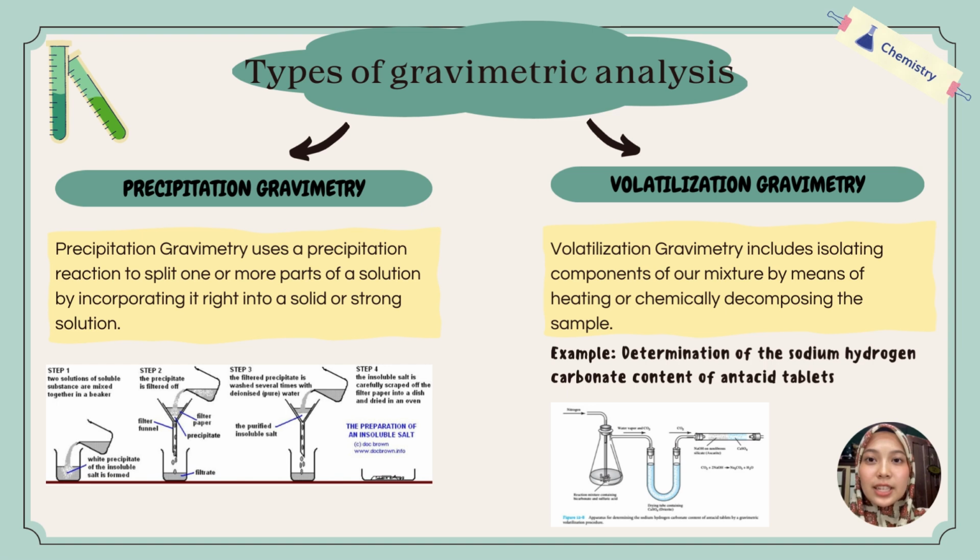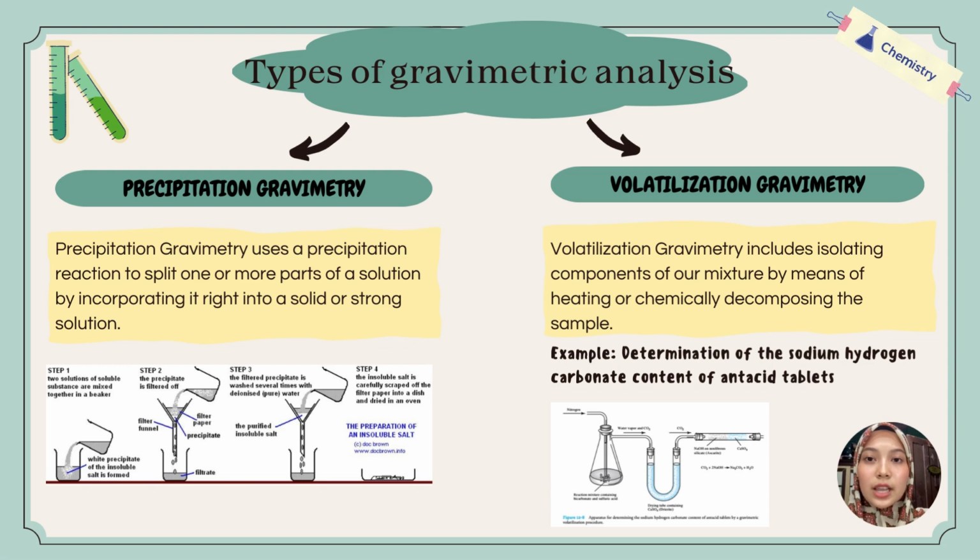Second is volatilization gravimetry. Volatilization gravimetry includes isolating components of a mixture by means of heating or chemically decomposing the sample. The analyte is separated from other constituents of a sample by converting it to a gas of known chemical composition that can be weighed. For example, the determination of the sodium hydrogen carbonate content of antacid tablets.